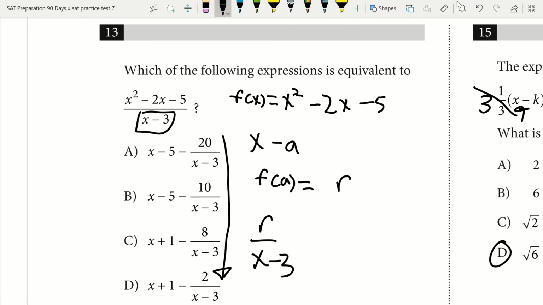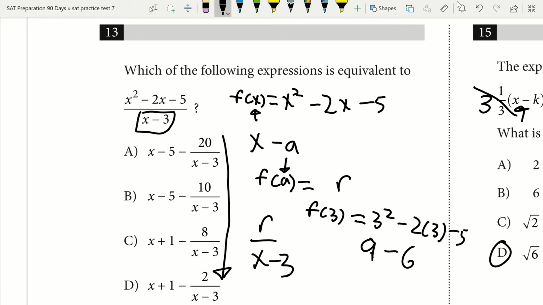We're just going to be plugging in a for x in f of x. In this case, our denominator is x minus 3, therefore a will be 3. So now we can go ahead and solve. Now that you know this trick, watch how quickly I can solve this. I'm just doing f of 3. That's going to equal 3 squared minus 2 times 3 minus 5. 3 squared is 9. 9 minus 2 times 3, that's minus 6, and then minus 5. 9 minus 6 leaves me with 3.